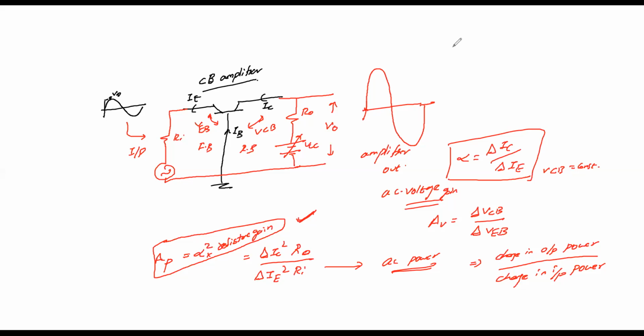Okay, so we'll see the next one. Same thing, we'll see for CE configuration. Just remember the CE configuration. For the CE configuration, heading on the CE emitter transistor amplifier.